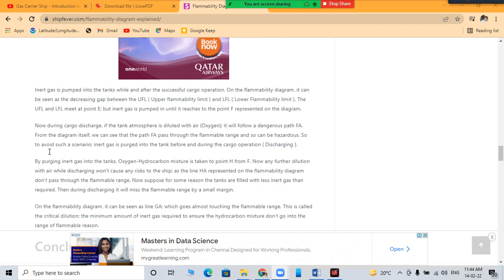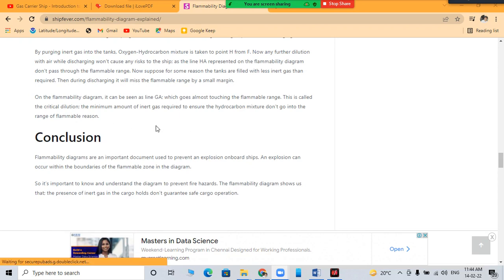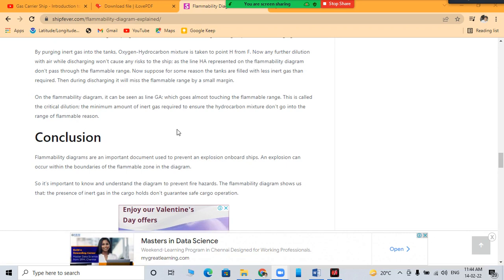Now, suppose for some reason the tanks are filled with less inert gas than required. Then during discharging it will miss the flammability range by a small margin. On the flammability diagram, it can be seen as the line GA, which goes almost touching the flammability range. This is called the critical dilution, the minimum amount of inert gas required to ensure the hydrocarbon mixture doesn't go into the flammability region. We will understand all these things in the video also, how it actually works and what it actually means.